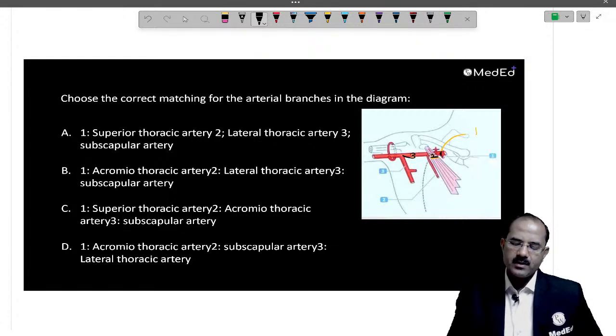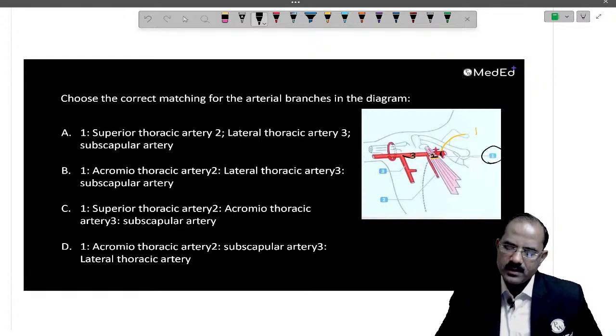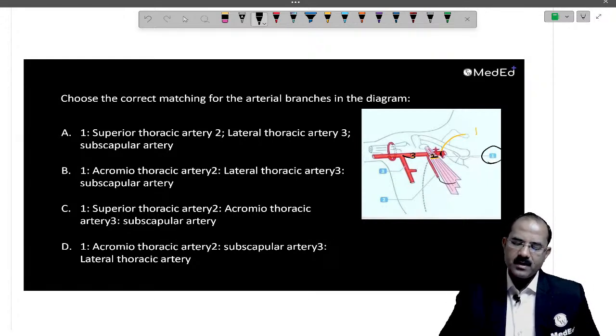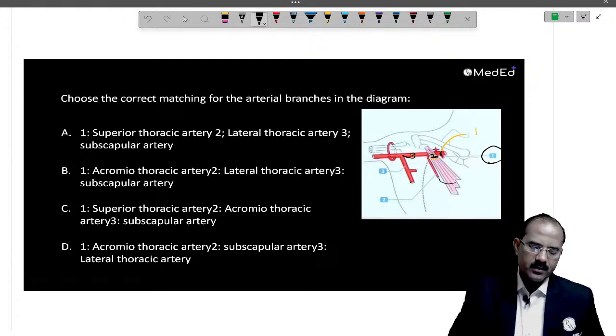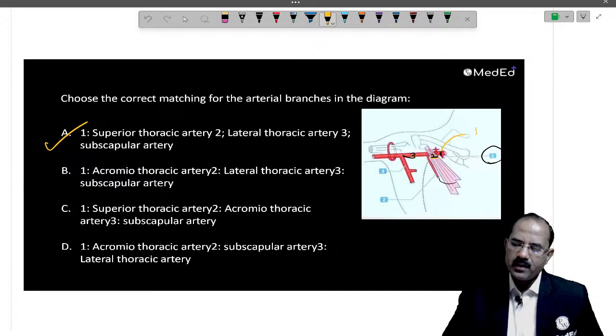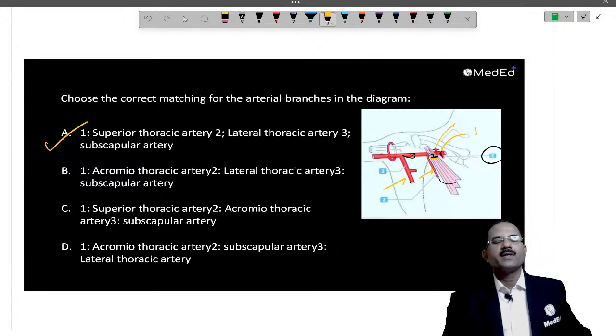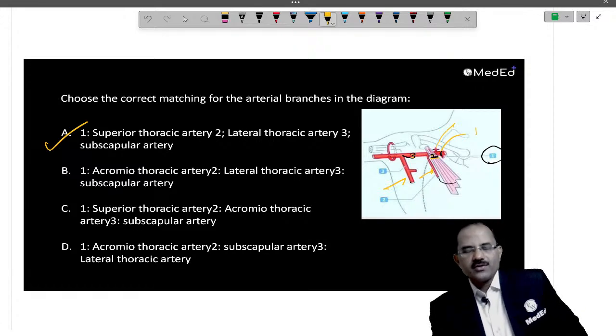So what is the answer for this? One is superior thoracic, two is lateral thoracic, and three is subscapular. This is the answer. So this is the superior thoracic artery. This is the lateral thoracic artery. This is the subscapular artery. Yes, students, so these are the branches of the axillary artery.